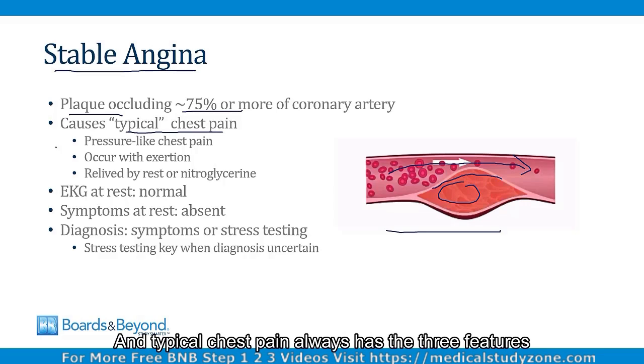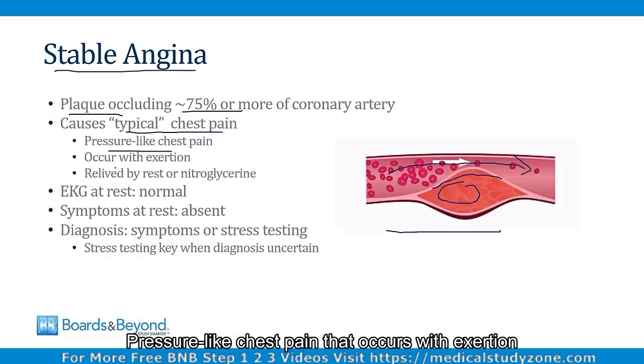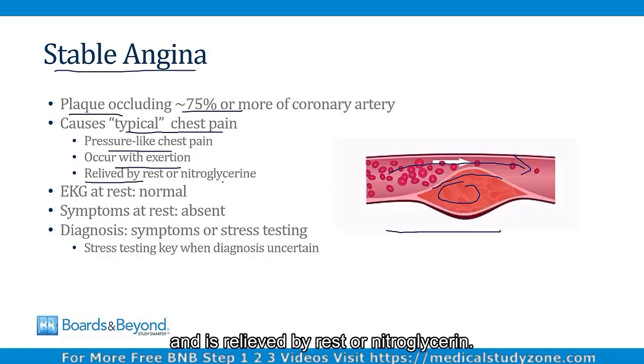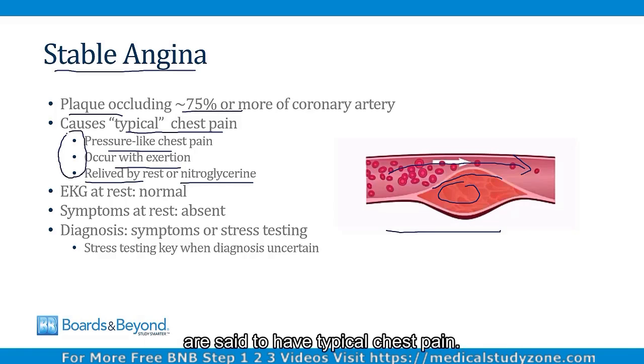Patients with stable angina have what's known as typical chest pain. And typical chest pain always has the three features shown in the slide here. Pressure-like chest pain that occurs with exertion and is relieved by rest or nitroglycerin. Patients who have all three of these features are said to have typical chest pain. Patients who have features different from this are said to have atypical chest pain.